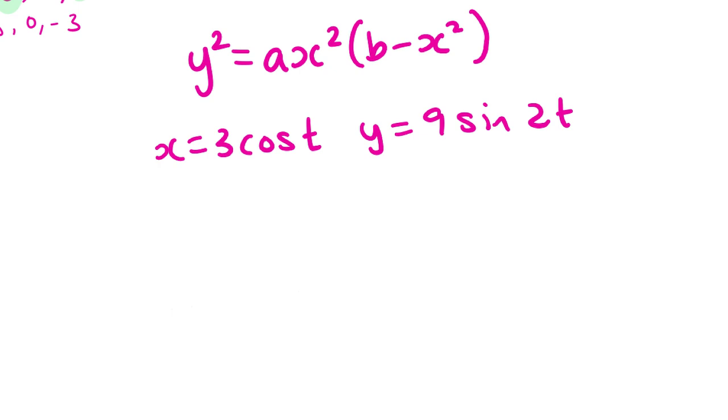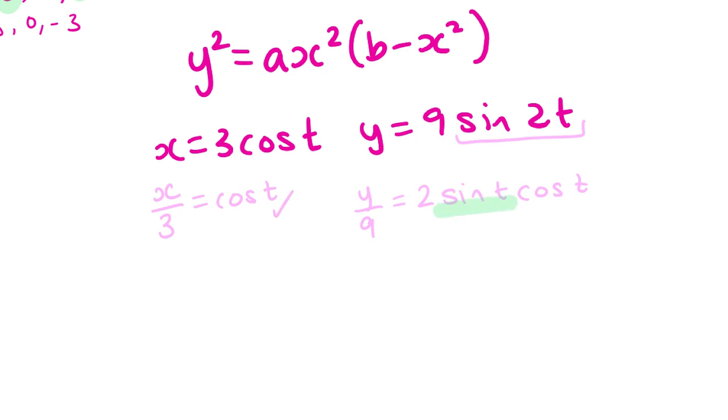So first of all, what does cos t equal? x over 3 is cos t. Right. y over 9 equals sine 2t. Do we have a formula for sine 2t? What does sine 2t equal? 2 sine t cos t. Okay, we have cos t. Do we have cos t? Check.